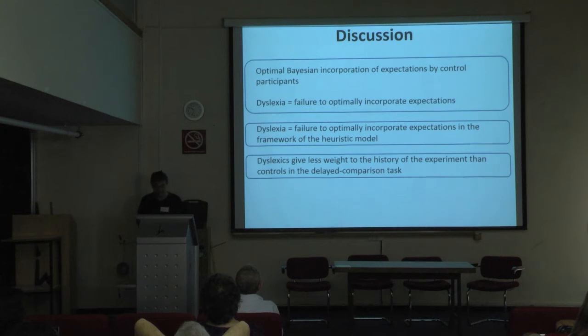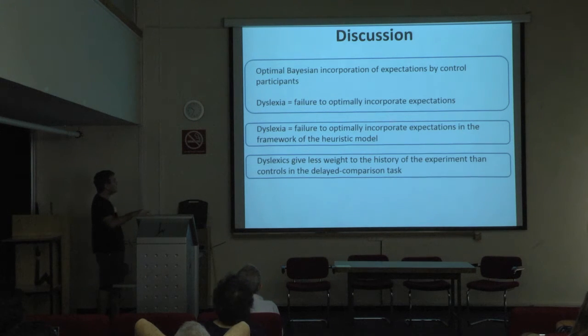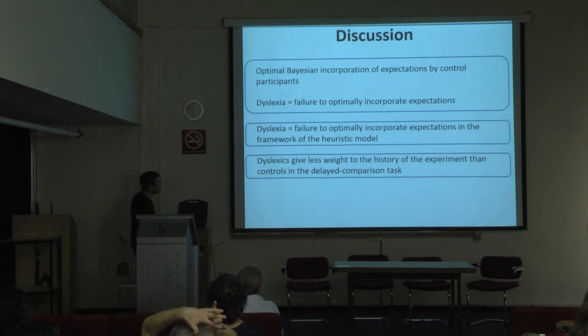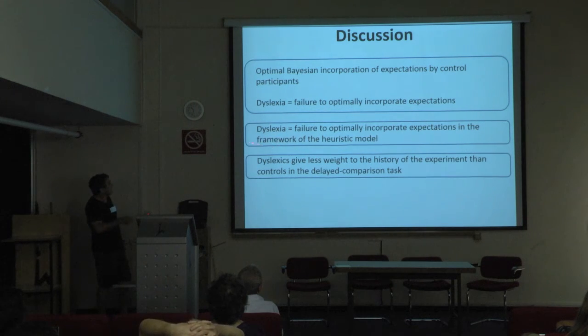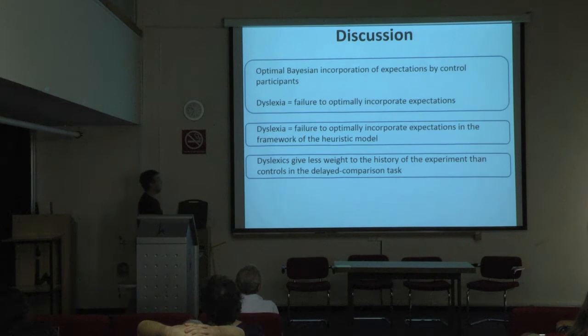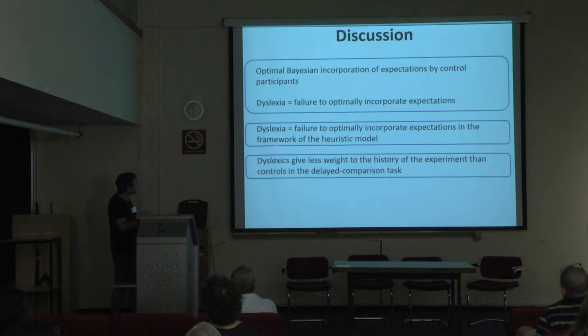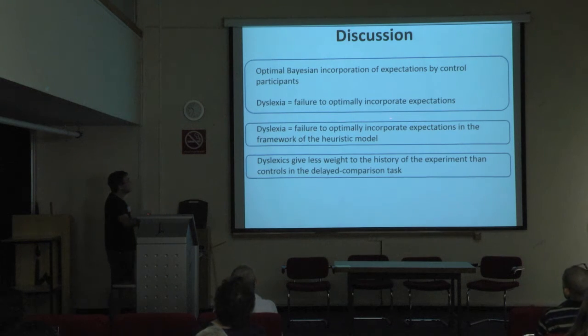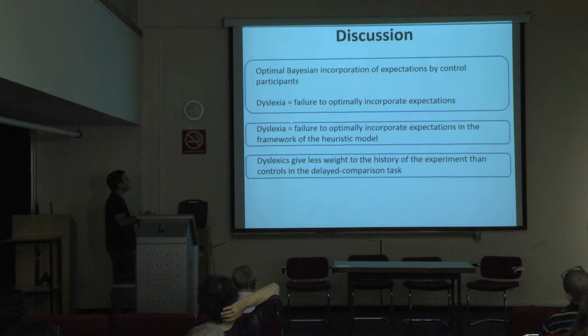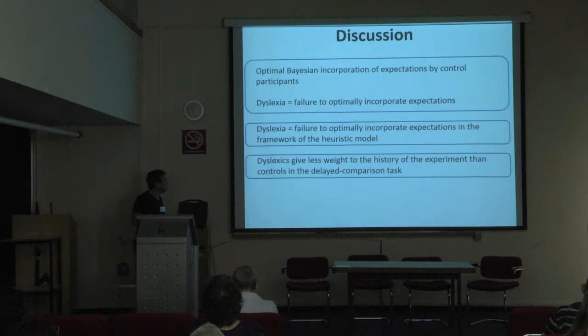There are some aspects of behavior that are not consistent with it. We have a more modest, perhaps, model that is better at explaining behavior and explains aspects of the delayed comparison task. Still, we can draw some conclusions; it's also a quantitative model. We can also quantify the parameters of this model and compare dyslexics to controls, but it's less clear now how to generalize this model to very different tasks, unlike the first one, which is easy to generalize. So these two models are quantitative. We can say something qualitative, like dyslexics give less weight to the history of the experiment or to expectations.